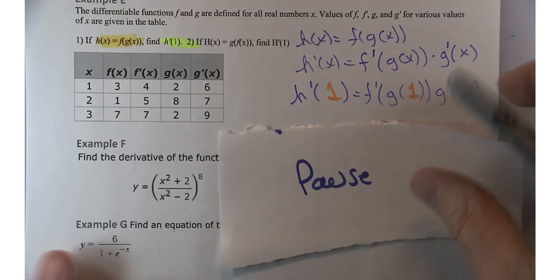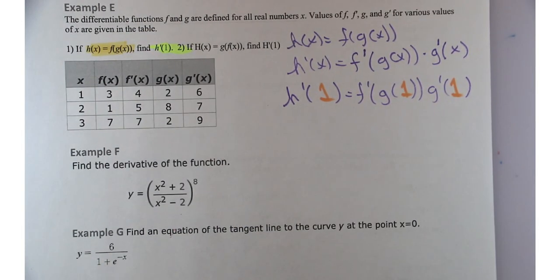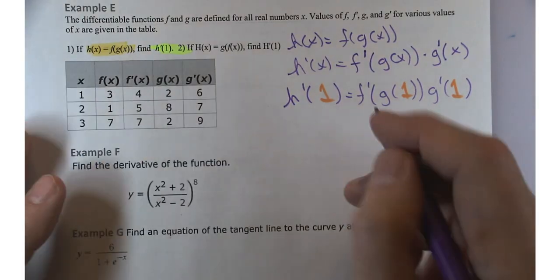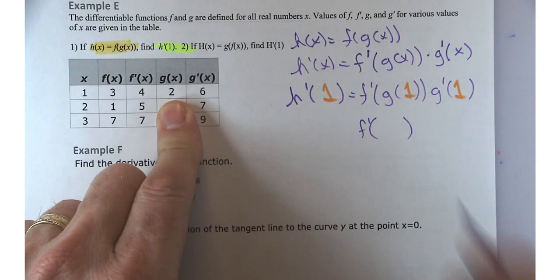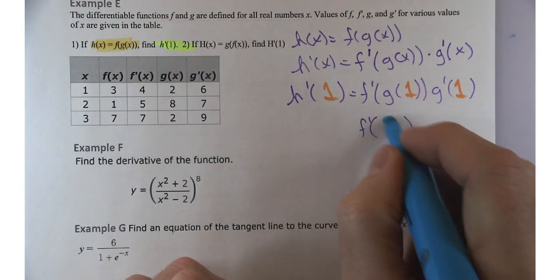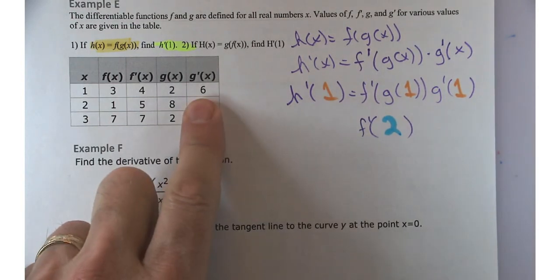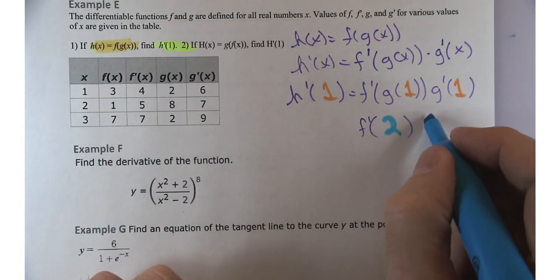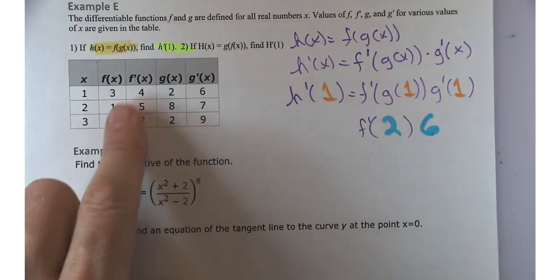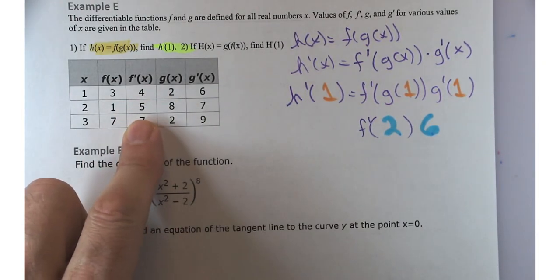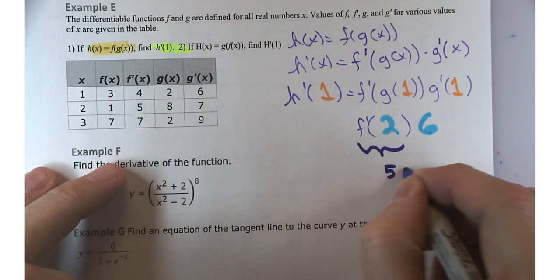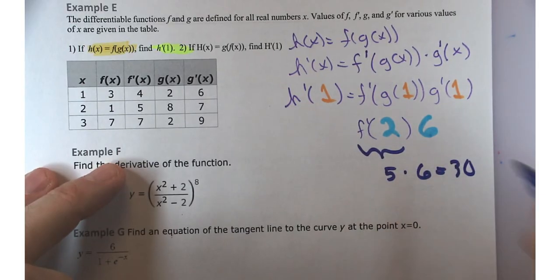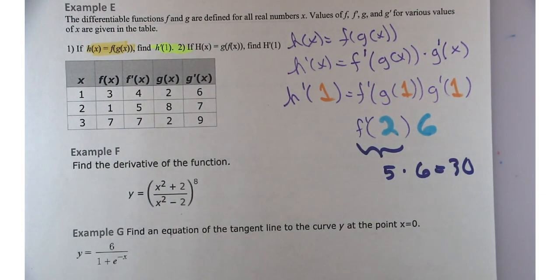Okay, so let's look through at these. First things first, work from the inside out. G of 1 is going to be 2, so I'll put in a 2 here. G prime of 1 is going to be 6, so I'll put in a 6 here. And then I can work with f prime of 2. F prime of 2 is going to be 5, so I'll end up with 5 times 6 is 30. Nice. So basically asking you to apply the chain rule there.